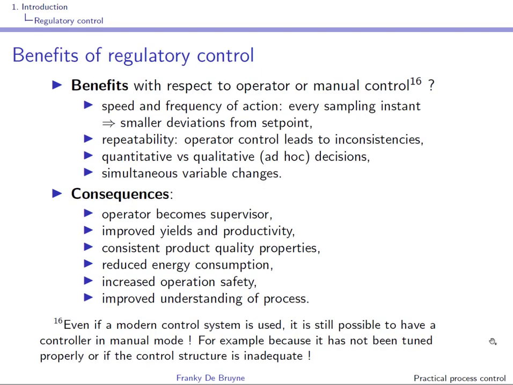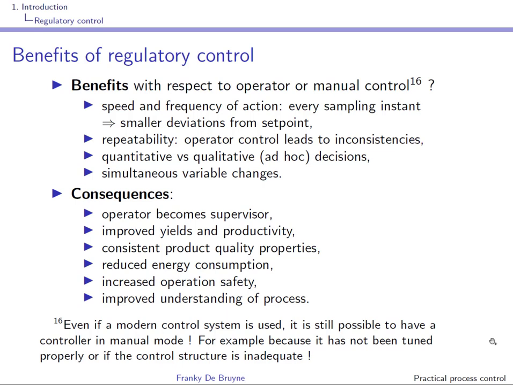There are of course a number of benefits when you compare process control in automatic mode to manual control. The speed and frequency of action is better. So at every sampling instant you have a new MV that is computed, so the variations in MV will be smaller, and also the deviations from set point will be smaller. Well, the control action is based on a PID algorithm, so that you take quantitative decisions and they will always be the same under the same circumstances.